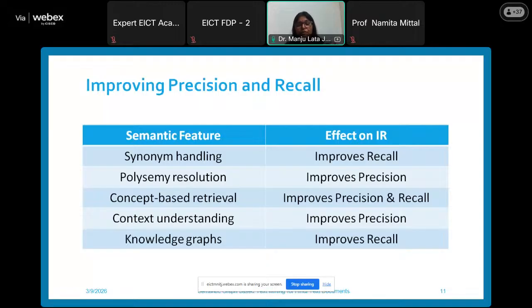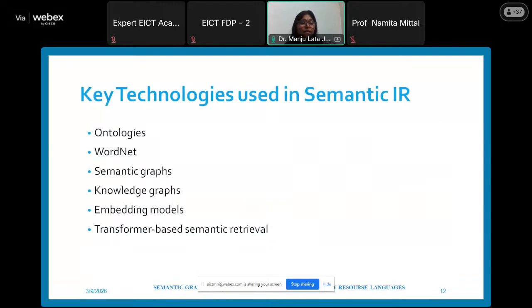Through synonym handling, it will be improving the recall. Recall is basically about this. Suppose there are 100 documents, and out of 100 documents, 70 documents are relevant, and your information retrieval system is able to find 50 out of 70, that is the recall. As far as precision is concerned, out of 100, if 50 are retrieved, that is what we call precision. If we use semantic based IR, it will be improving precision and recall by handling synonyms, polysemy, concept based retrieval, context understanding, and knowledge graphs.